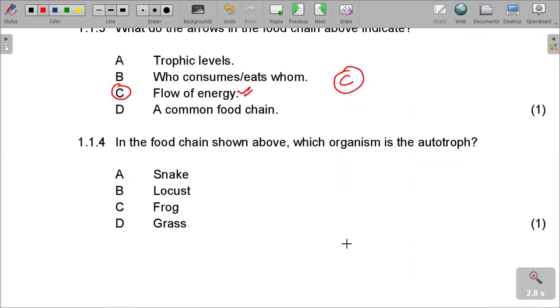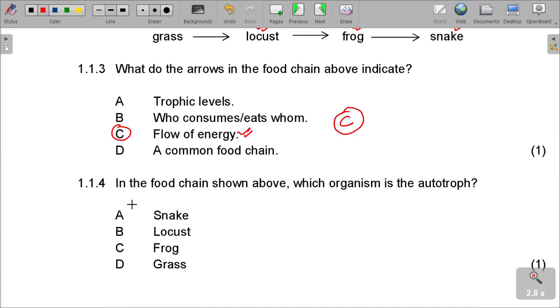And then, in the food chain shown above, which organism is an autotroph? An autotroph means that it is able to make its own food. It is the grass. As you can see from the food chain, grass is the autotroph, which is D. D represents the grass, which is an autotroph.